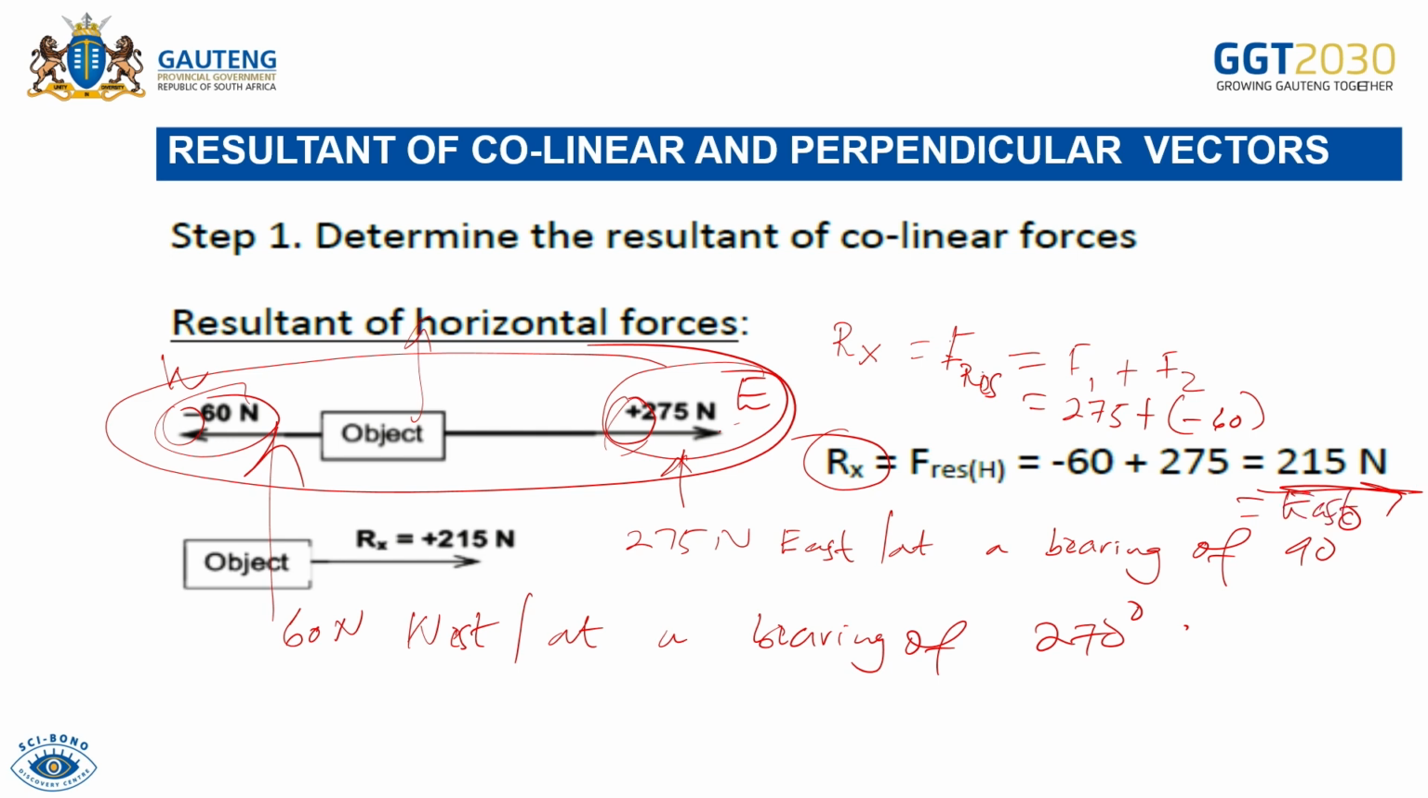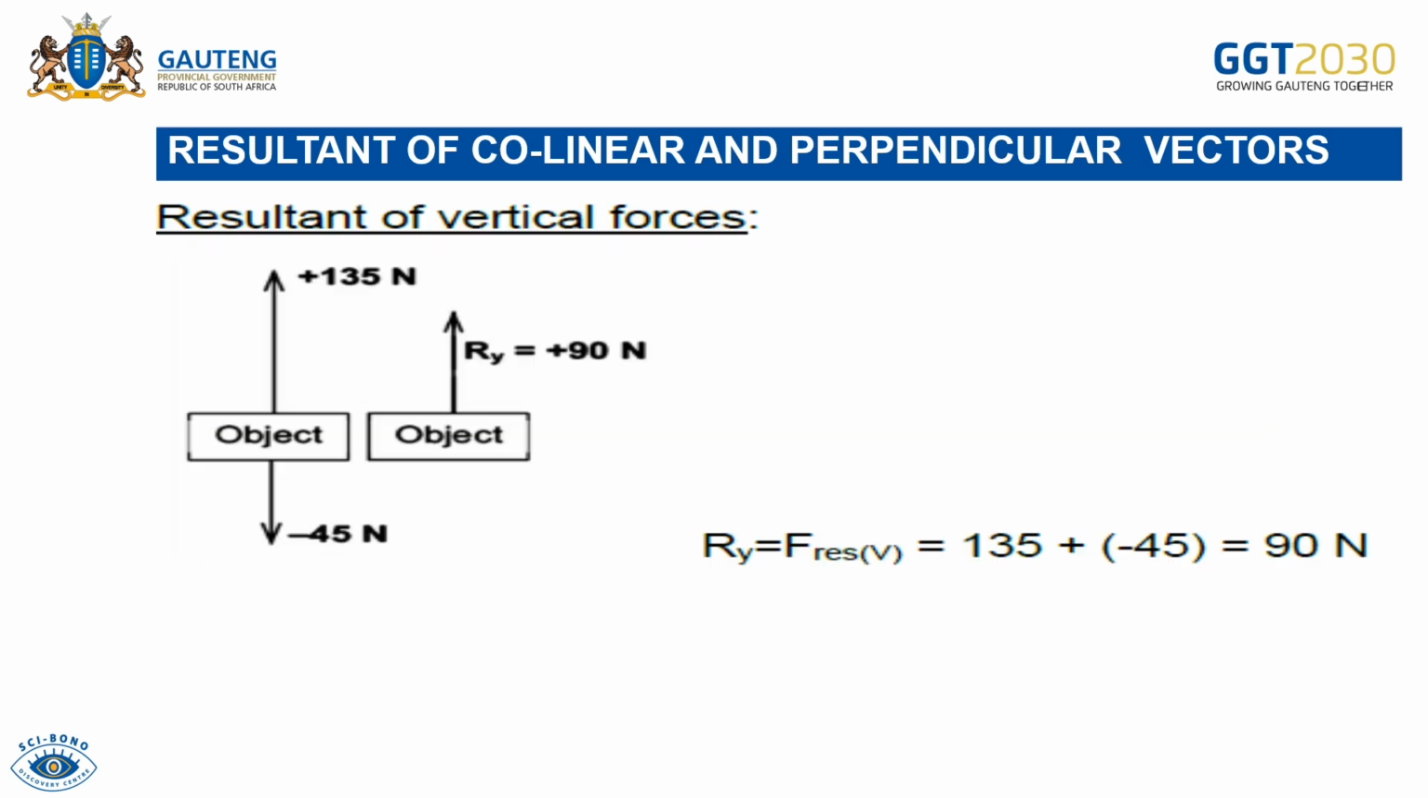If your answer was negative but you took east as positive, therefore your direction was going to be west, because if east is positive, then west is going to be negative. So for the first one, we are having 215 newtons in which direction? East. That is the resultant for horizontal forces there. Now, let's move to the resultant for the vertical forces.